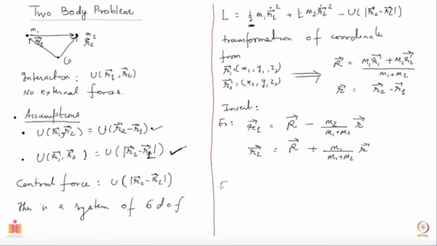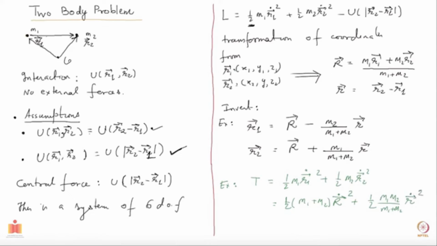Okay, so please check that the kinetic energy T becomes half m1 r1 dot square plus half m2 r2 dot square, becomes half m1 plus m2 r dot square, which is the coordinate of the center of mass, so the velocity of center of mass square, plus half m1 m2 over m1 plus m2 r dot square.